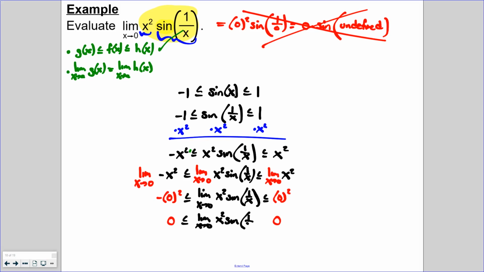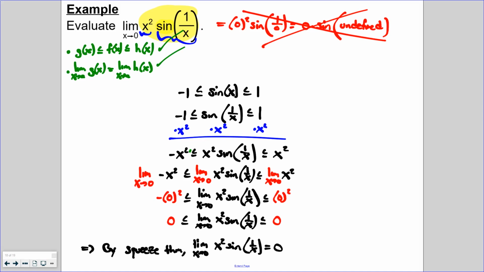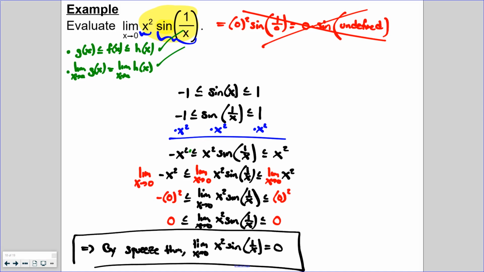So as we can see, we have now squeezed our limit as x approaches 0 of x squared times sine of 1 over x to have to be greater than 0, but also less than 0. So that means that we have just squeezed our function. So we have satisfied both conditions for the squeeze theorem. So therefore, by the squeeze theorem, we know that the limit as x approaches 0 of x squared times sine of 1 over x has to be 0. And there you have it. Boom! Done. Solved.